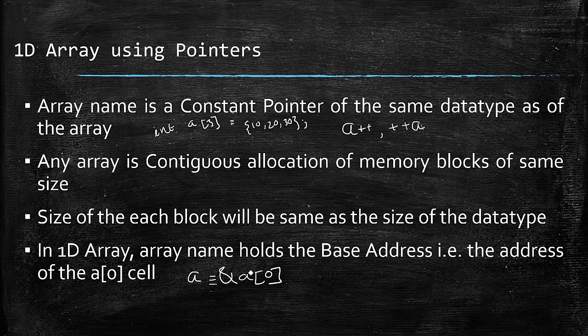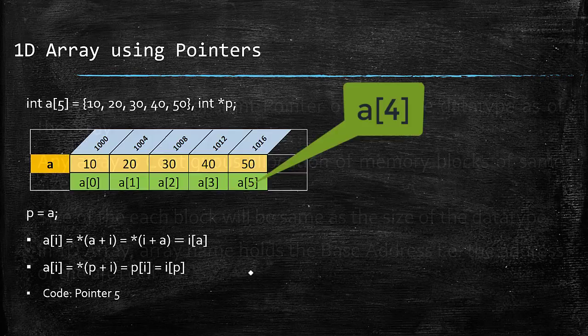So let us understand arrays using memory allocation. Here A is an array of integer type of size 5, and we are initializing that array with the values 10, 20, 30, 40 and 50. Then we have a pointer P of integer type. Let us concentrate on this diagram first. A is the name of that array, and we know that the array name is a constant pointer holding the starting address, or the base address, of that array.